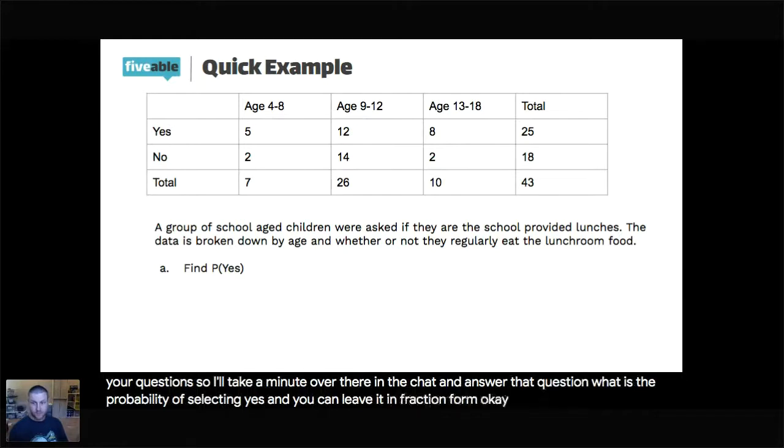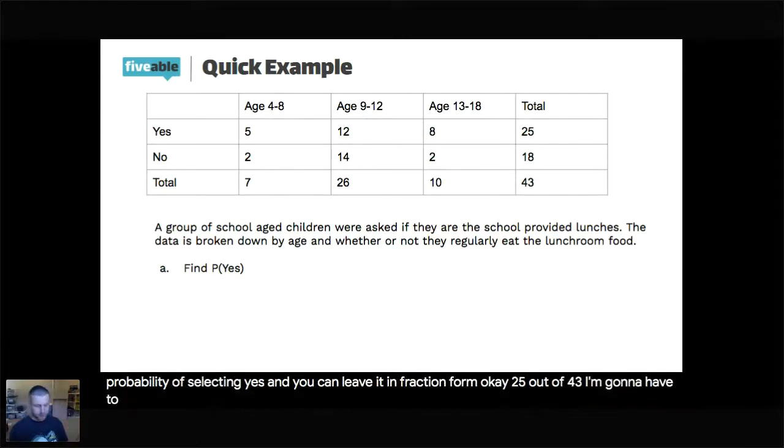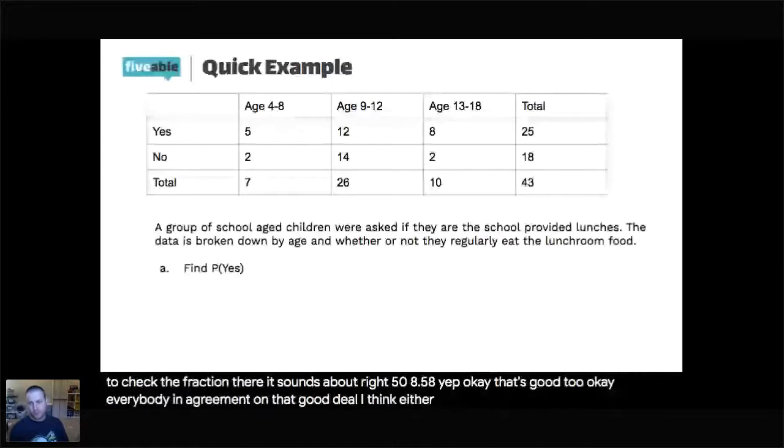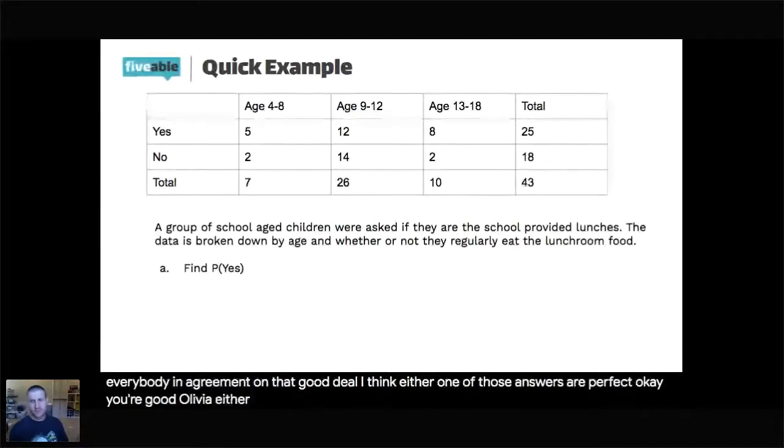Okay, 25 out of 43. I'm gonna have to check the fraction there. It sounds about right. 0.58. Yep. Kate, that's good too. Okay, everybody in agreement on that? Good deal. I think either one of those answers are perfect. Okay, you're good, Olivia. Either one of those answers are fine. Decimal is good. Fraction is good.